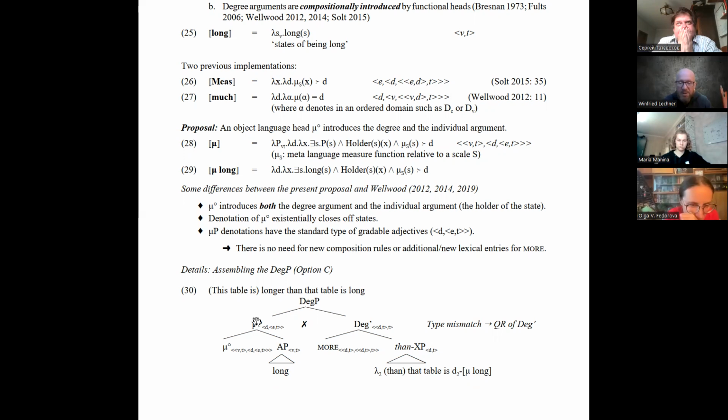Now, the observation is that just as we have seen in other cases, in option C, when we want to combine that meaning with its sister node, we end up in a type mismatch. And that type mismatch can be resolved by QR. So what is different here? That's maybe the important part. What is different from what I've been showing you before is just that part. Before we had an AP here that was of type DET. Now we have some substructure that tracks the decomposition.